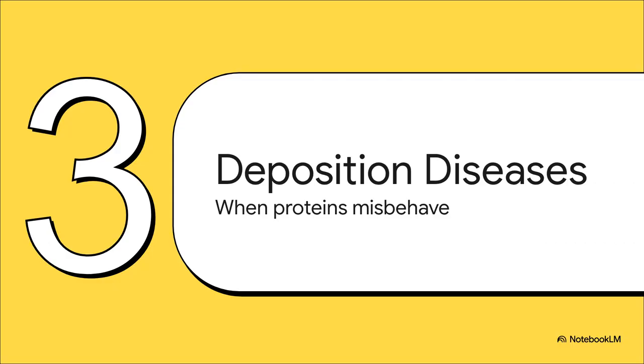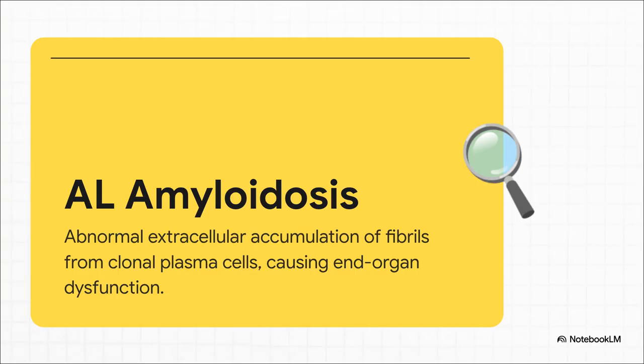All right, let's switch gears for a minute. Not all plasma cell disorders are about the cells causing problems. Sometimes it's about the abnormal proteins they're churning out and where those proteins end up. So first up is AL amyloidosis. The two key words to lock into your brain here are extracellular fibrils, okay? These are basically misfolded immunoglobulin light chains that clump together into these insoluble structures, and they just gum up the works in organs like the heart and the kidneys.